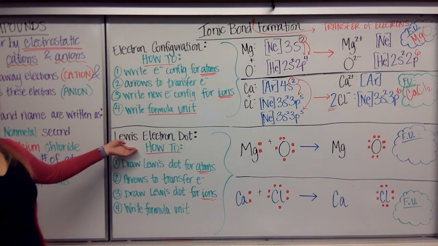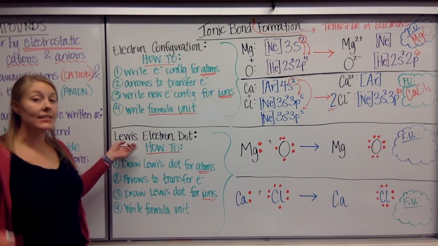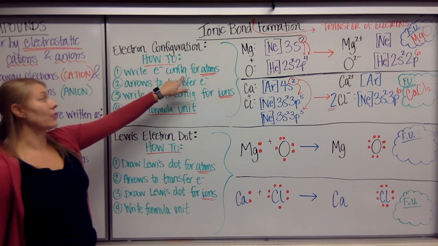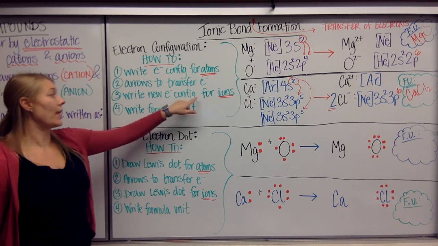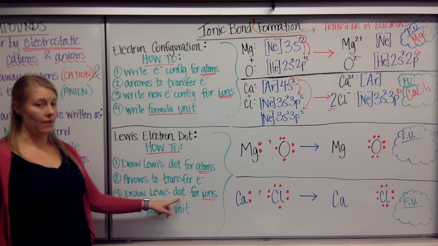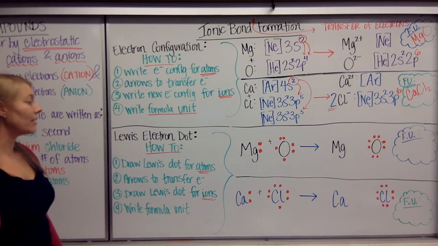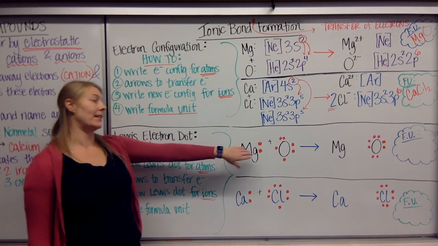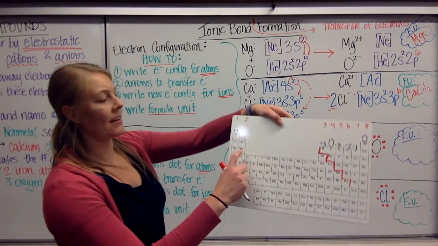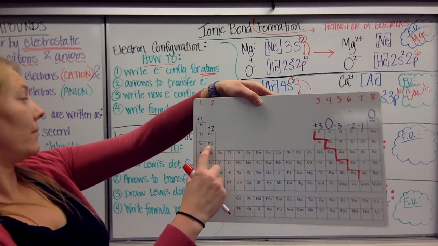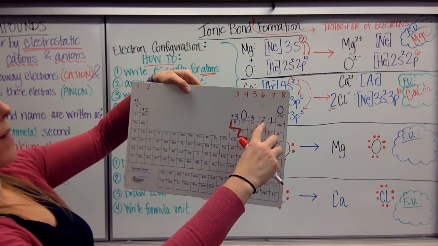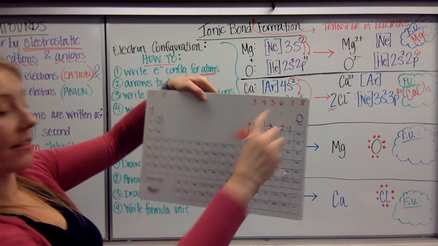The Lewis electron dot structure is going to be a little bit different, but not much. The only difference is, instead of writing the electron configuration for the atom and the ion, you're going to write the Lewis dot structure for the atom and the ion, okay? So let's try it out. I've already done the Lewis dot structures for magnesium and oxygen. Remember, look on the periodic table. See, magnesium will have 2 valence electrons, and oxygen will have 6 valence electrons.